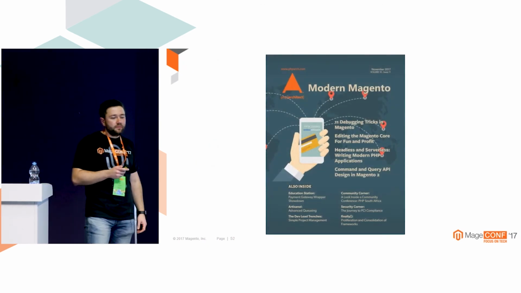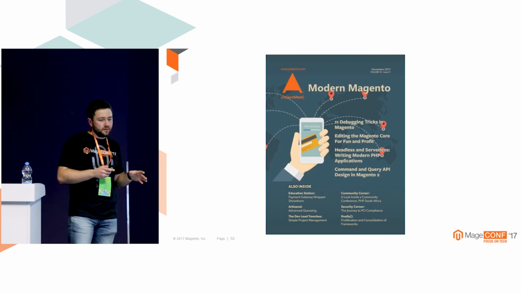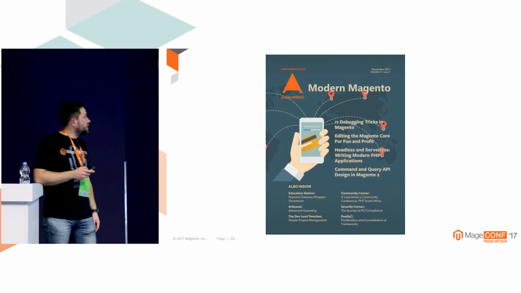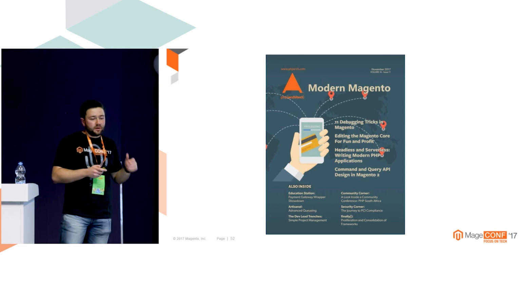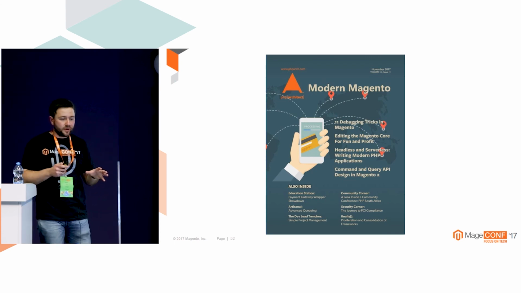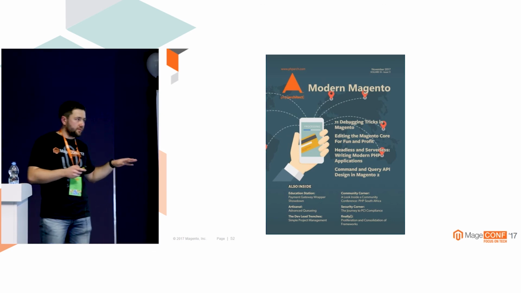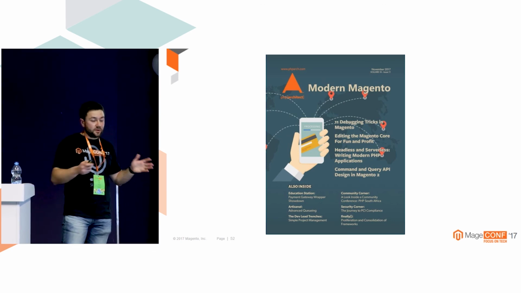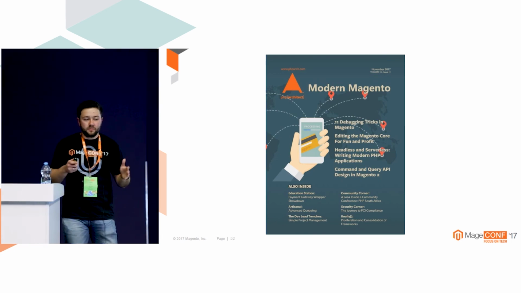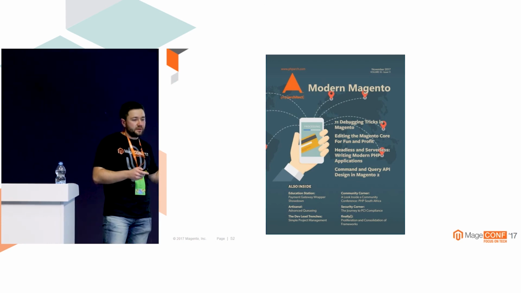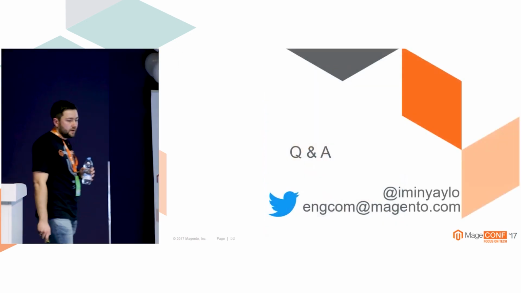In the previous months, Magento wrote several articles in the PHP Architect magazine, and one of those articles is the command and query API design in Magento 2. I wrote that article, and all the other articles are also great. This issue of the PHP magazine is free of charge, you can just download it for free. Magento paid for that. So if you want to become familiar with Magento concepts, you can download that magazine and read it when you have time. So that's probably all.